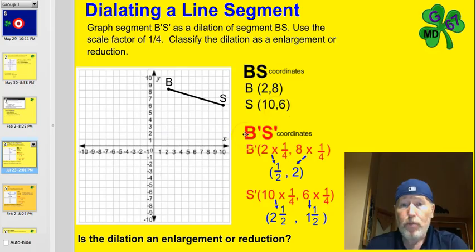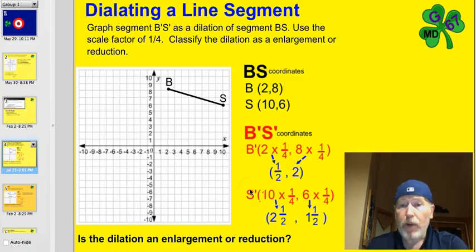So we've got to make a new point B and a new point S. We'll call them B prime and S prime. Take each side of that coordinate pair, multiply it by the scale factor, and you'll have your new coordinate pair. So here's 2, 8, my original coordinate pair. Multiply each side by 1/4. Our new coordinate pair is right here, 1/2, 2.